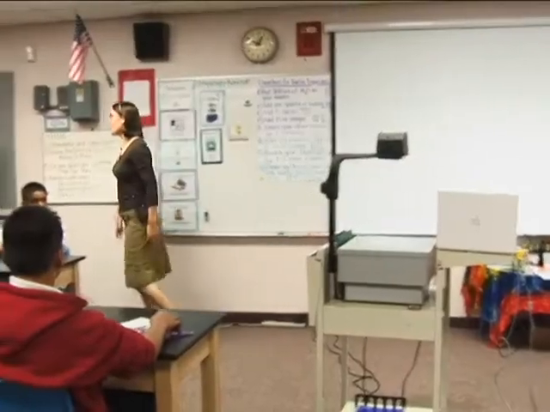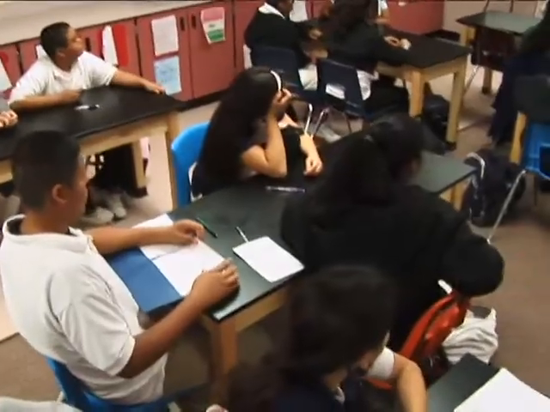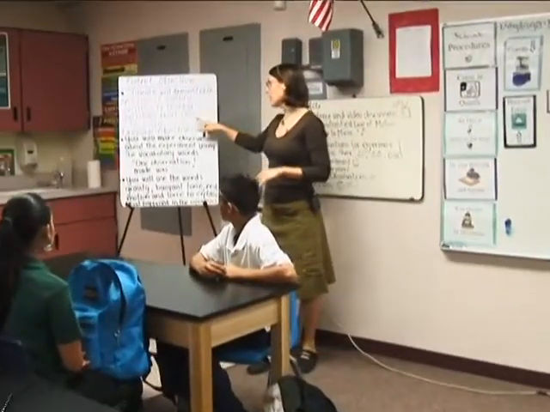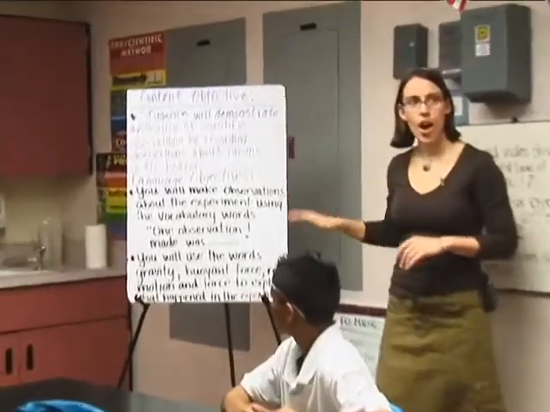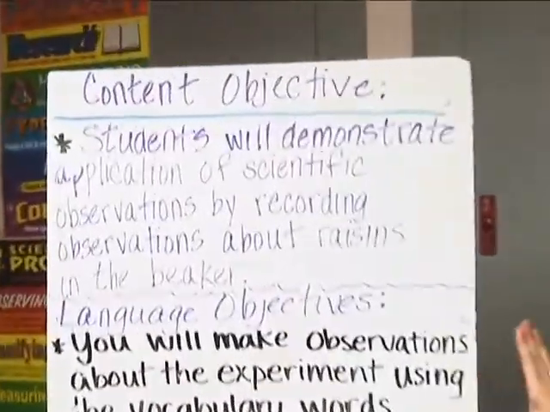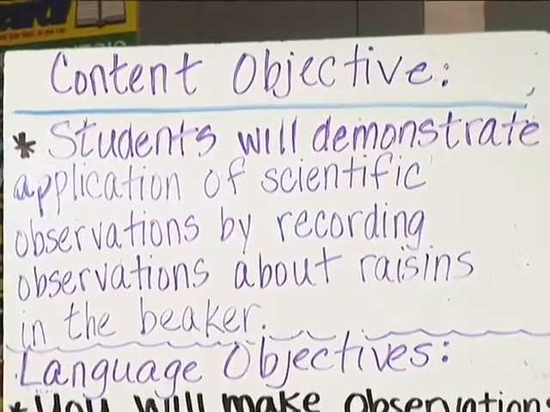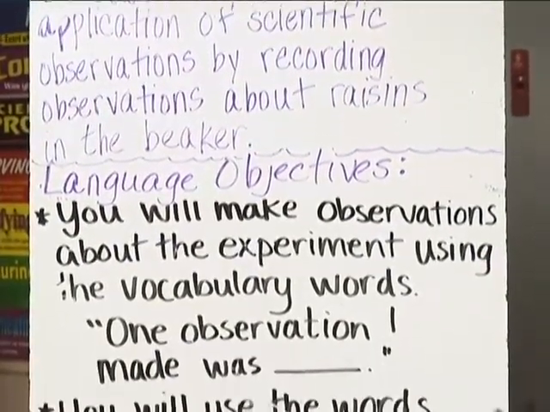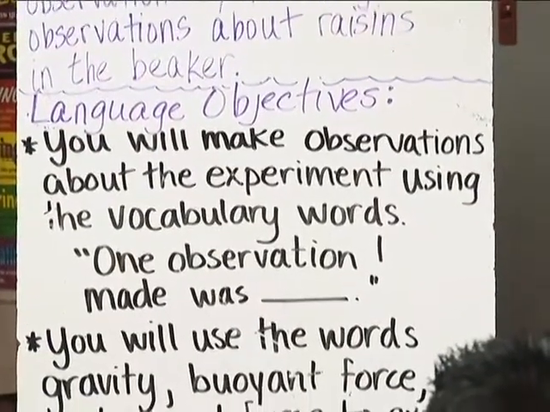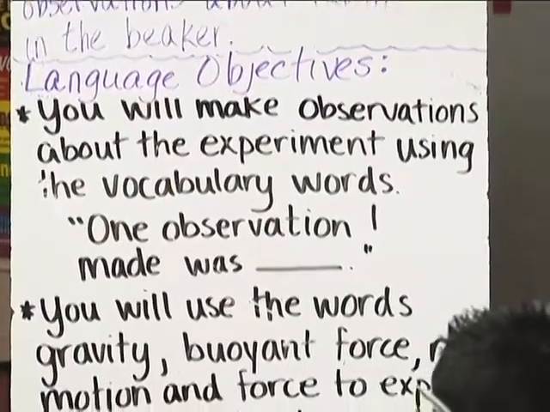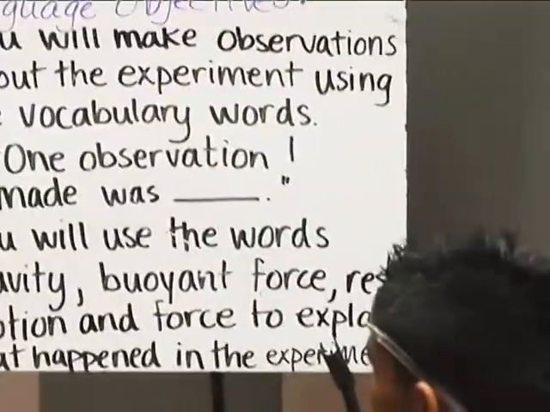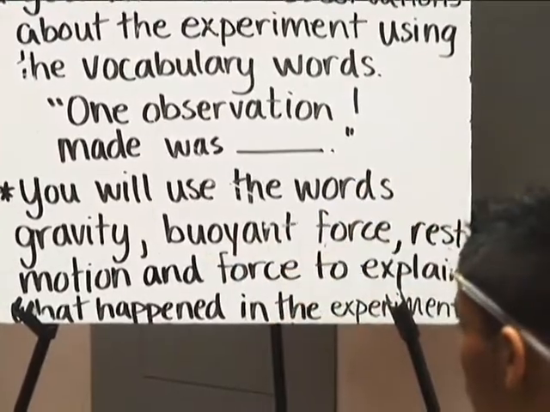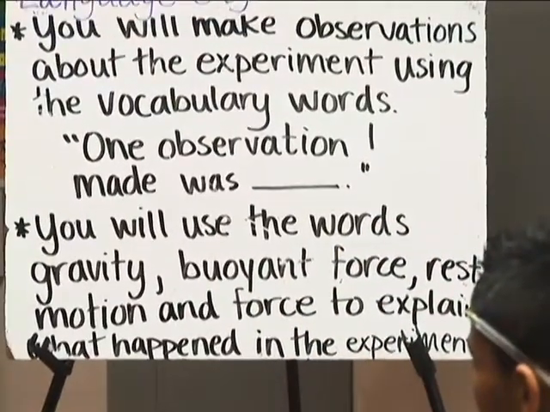Okay, so our goals for today are that the students will demonstrate application of scientific observations by recording observations about raisins in the beaker. Our language objectives for today are that you're going to make observations about the experiment and you're going to use vocabulary words. And you'll be using the sentence starter, "One observation I made was blank." And your last language goal is that you're going to use the words gravity, buoyant force, rest, motion, and force to explain what happens in the beaker during the experiments.